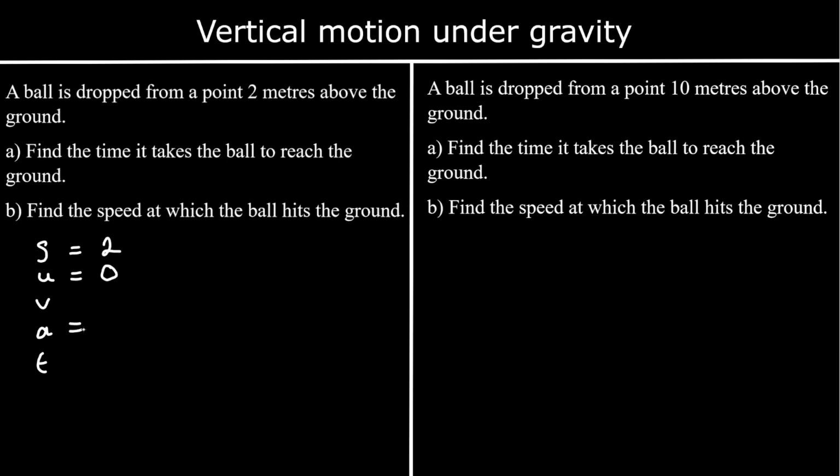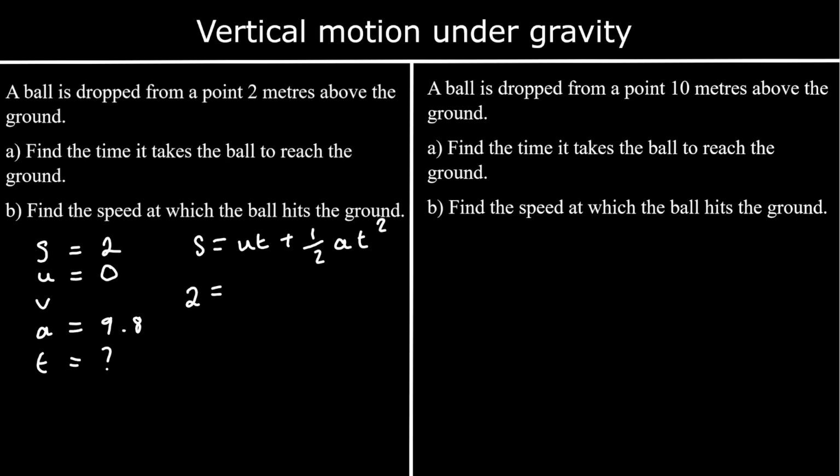We're looking at vertical motion under gravity. So the acceleration is G, which we're going to use as 9.8. And we want to know the time. So we're going to use the formula without V in it, and that is S equals UT plus half AT squared.